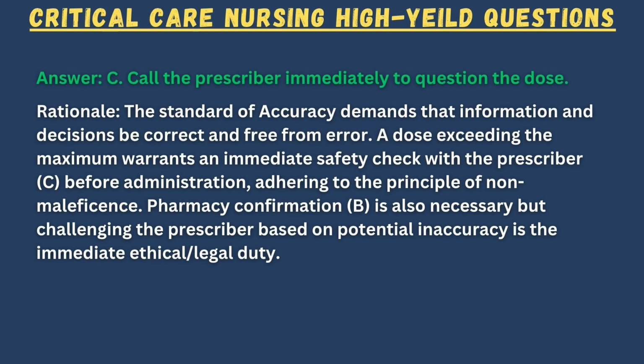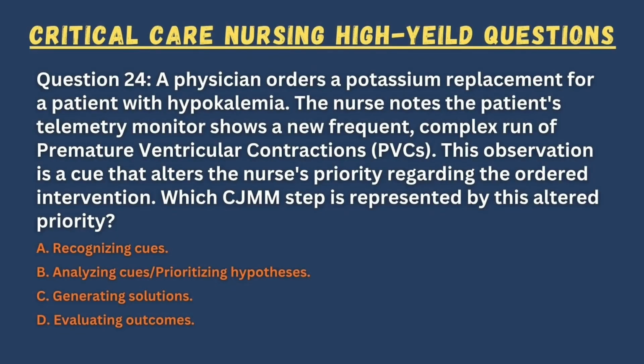Rationale. The standard of accuracy demands that information and decisions be correct and free from error. A dose exceeding the maximum warrants an immediate safety check with the prescriber, C, before administration, adhering to the principle of non-maleficence. Pharmacy confirmation, B, is also necessary, but challenging the prescriber based on potential inaccuracy is the immediate ethical or legal duty. Question 24.